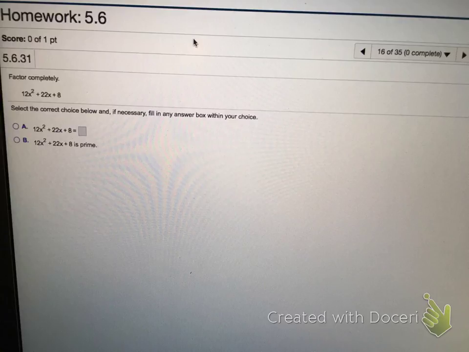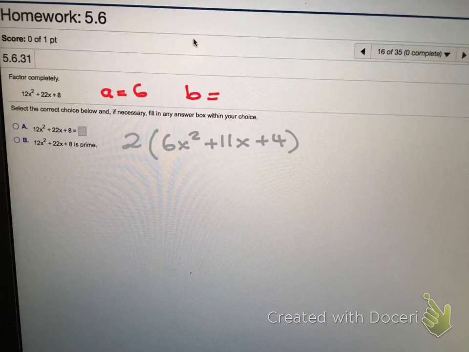So first of all, we factor out a 2. So we're dividing 2 into 12, so that leaves us with 6x squared plus 11x plus 4. So we factored out a 2. Now we need to look and see if the trinomial inside the parentheses can be factored further, either by trial and error or by AC method. So I'm going to use AC method. I'm going to write out A, which is 6, B is equal to 11, and C is equal to 4.